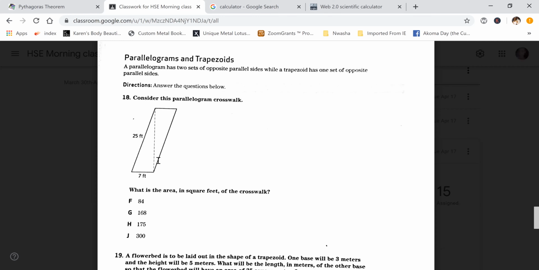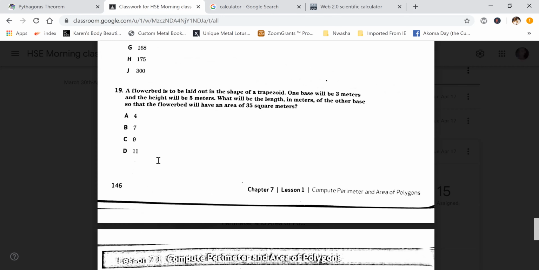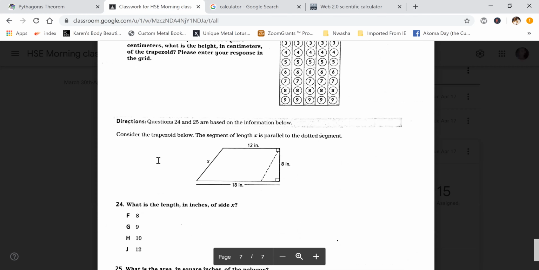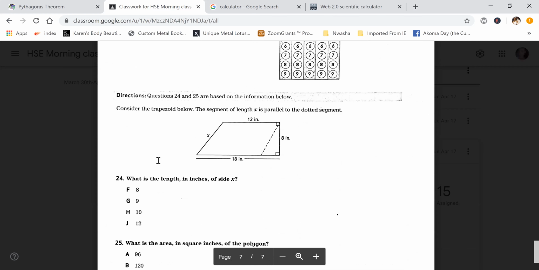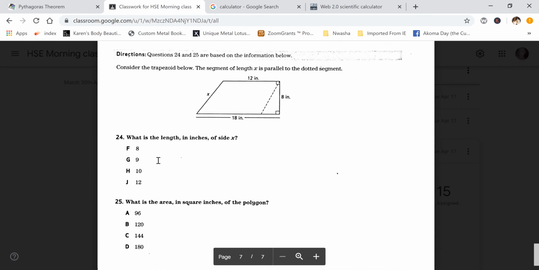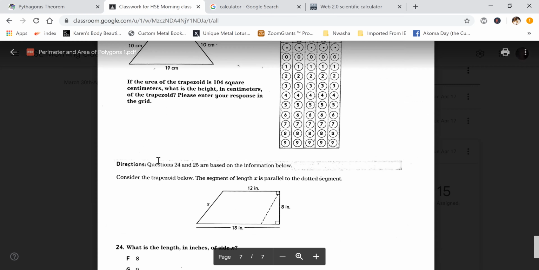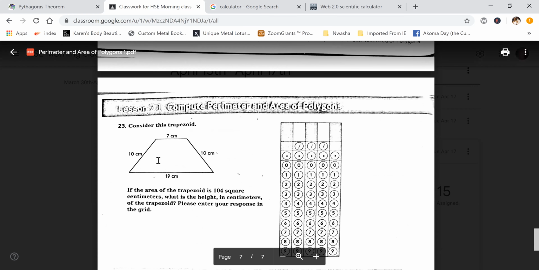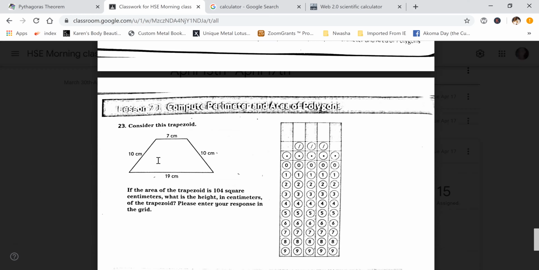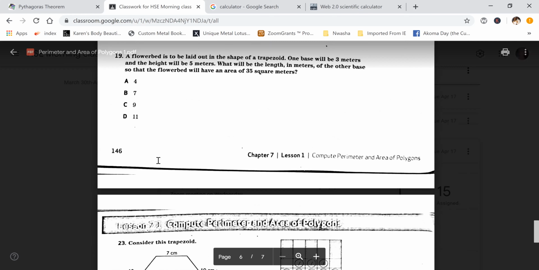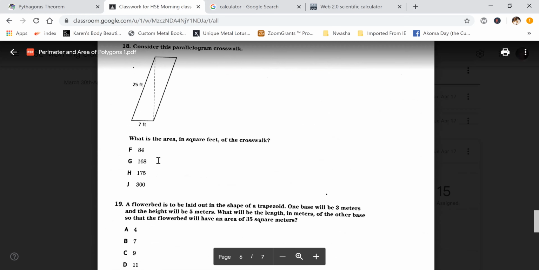So as you're going through these, you might have to use other information, right? That's a trapezoid, then you have another parallelogram, so it's going back and forth. This one's saying, what is X? What is the area of the polygon? So make sure you're focused on what they're asking you. Is it area? Is it perimeter? What do I actually need?